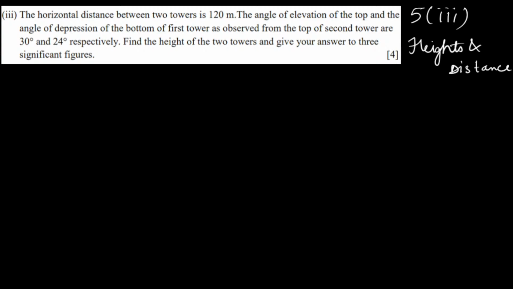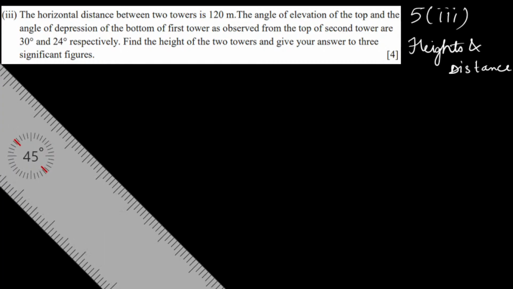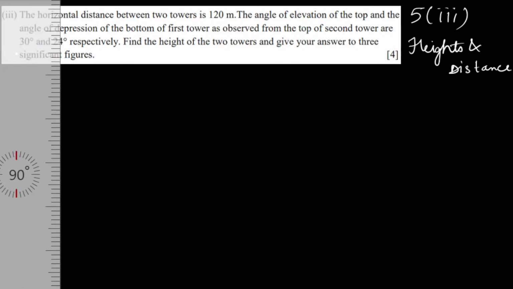The horizontal distance between two towers is 120 meters. So two towers are there. It's not mentioned that they are equal towers, so one can be tall, one can be small. Whenever it's mentioned they are equal, both will be the same. But here it's not mentioned, so one might be bigger than the other. So I'm just drawing two towers.